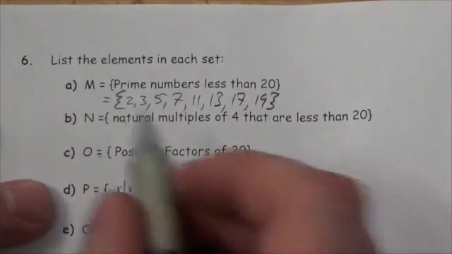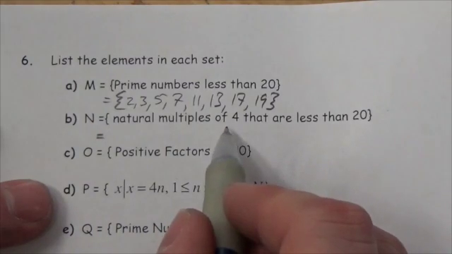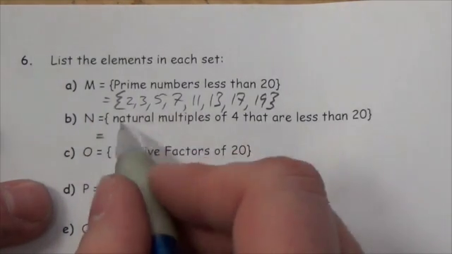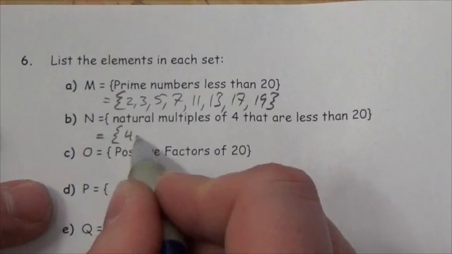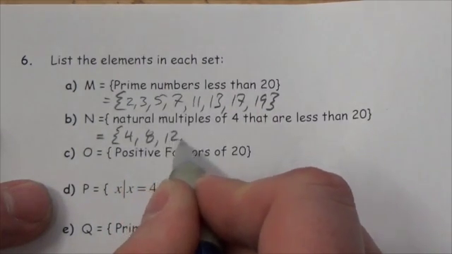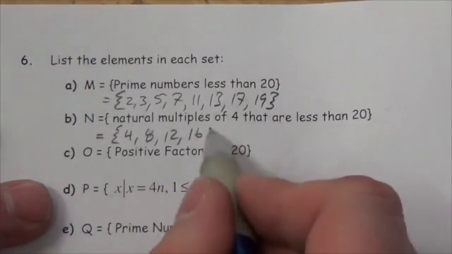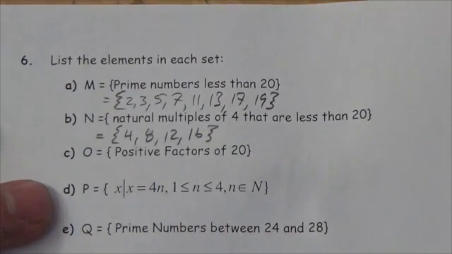There's all of them. And natural numbers that are less than 20 and multiples of 4. Okay, so 4, 8, 12, 16. Now, less than 20, we're not necessarily including the endpoint there, so we can't include it there.